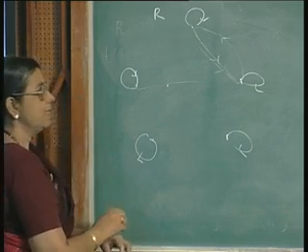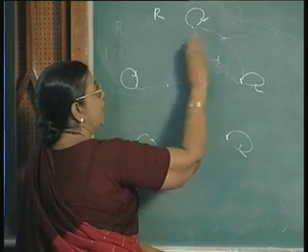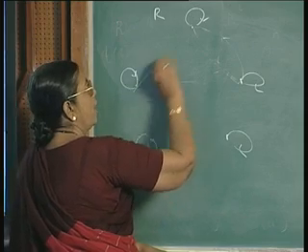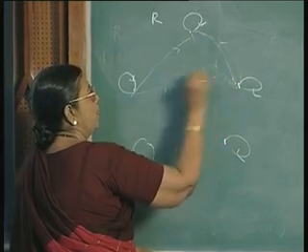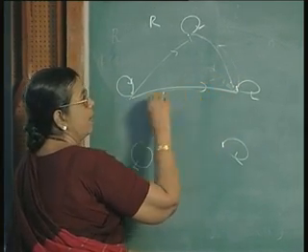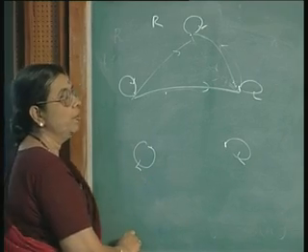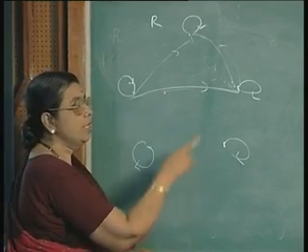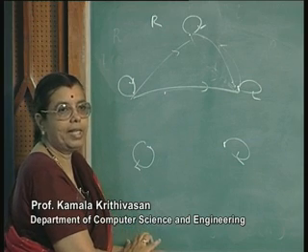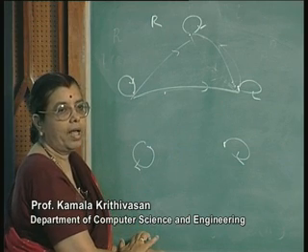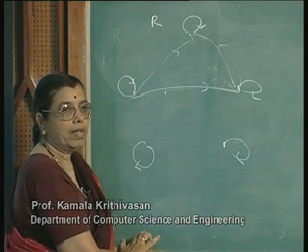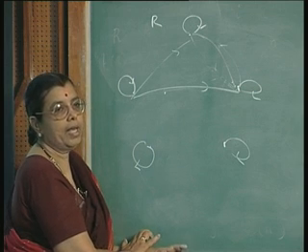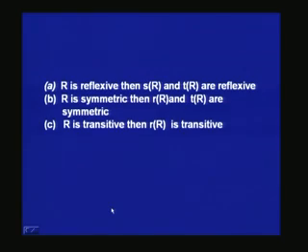And similarly, consider the transitive closure of R. When you have a path between two nodes, you will be adding an edge between the two nodes. And the self loops which are originally present are not going to be affected, and so the transitive closure also will be reflexive. So, similarly, we can prove the other two parts, B and C.